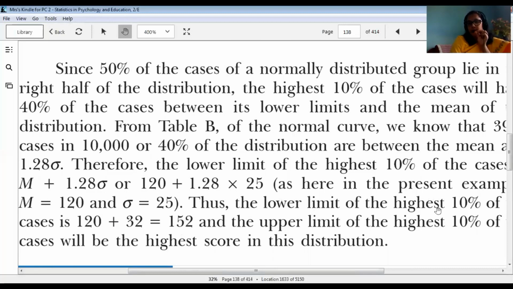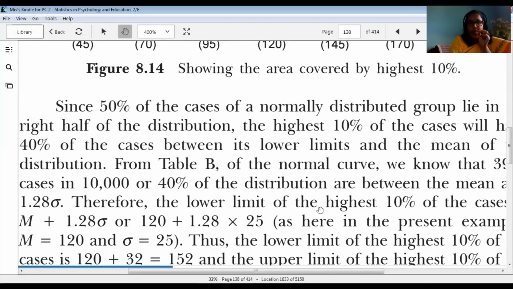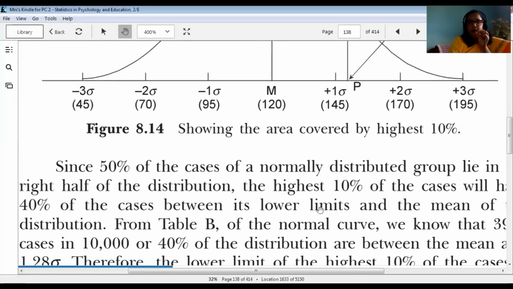individuals of a particular group, and the upper limit of the highest 10% of the cases will be the highest score in the distribution, which is not found out. So the upper limit may be higher, and the upper limit will be the highest score in this distribution. Okay, so this is the example for application number 6, and now I would like to explain it from the graph.